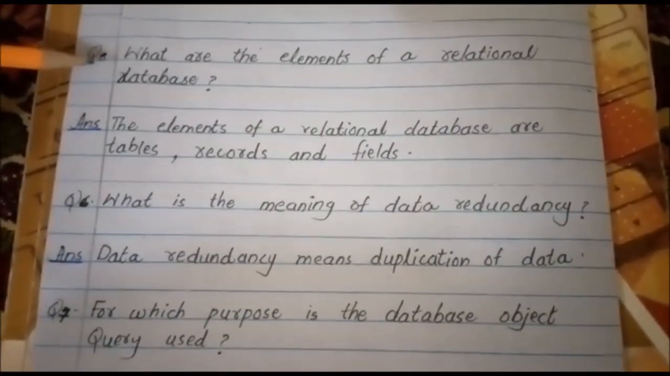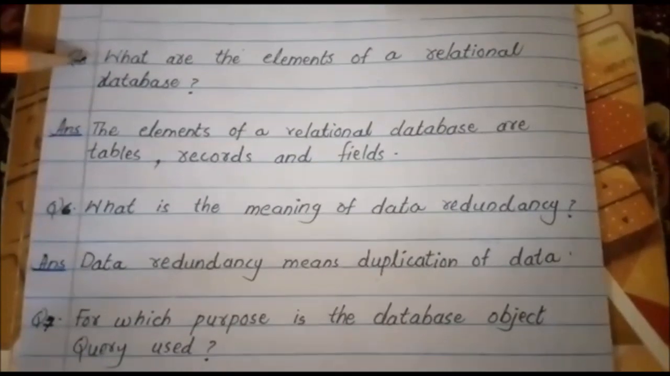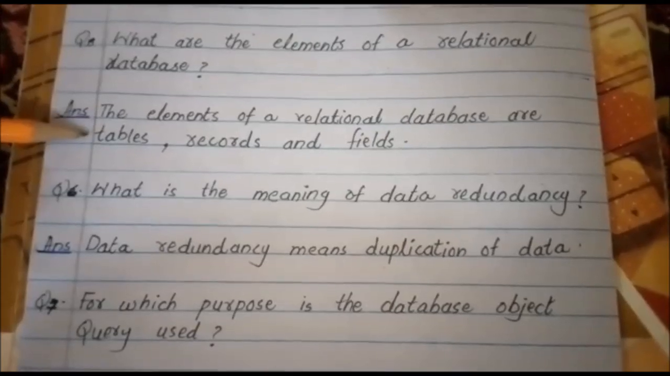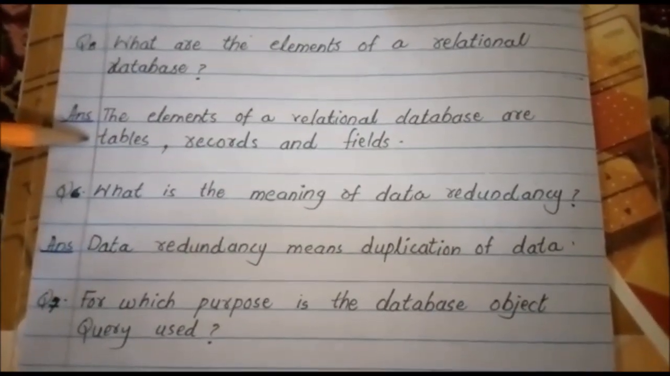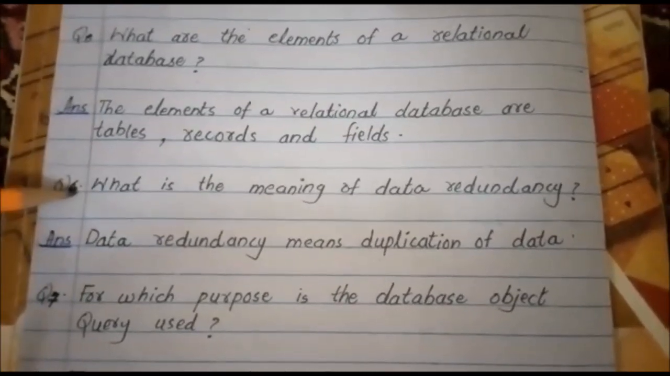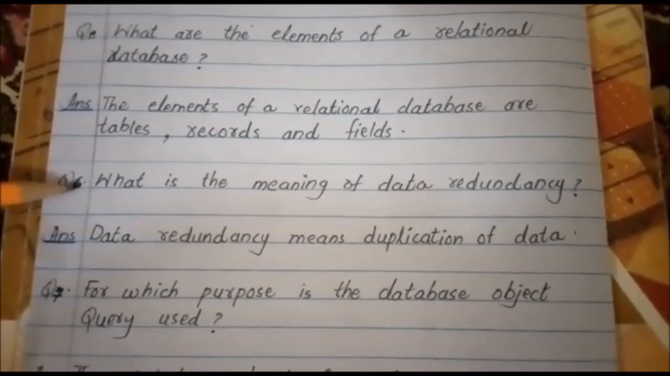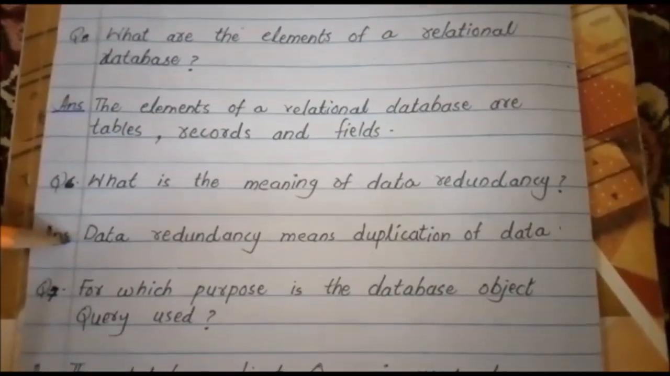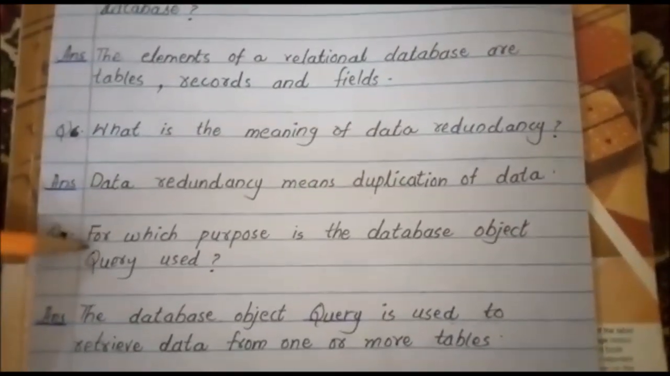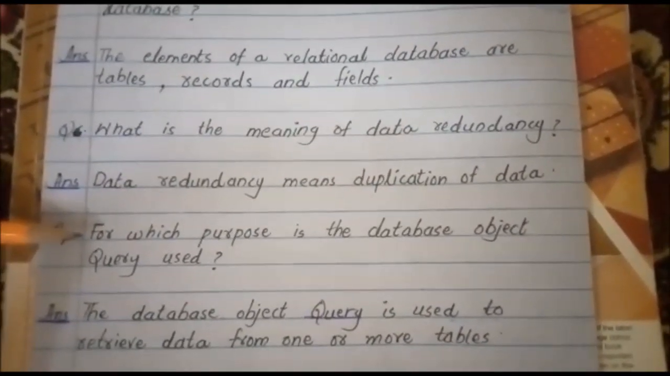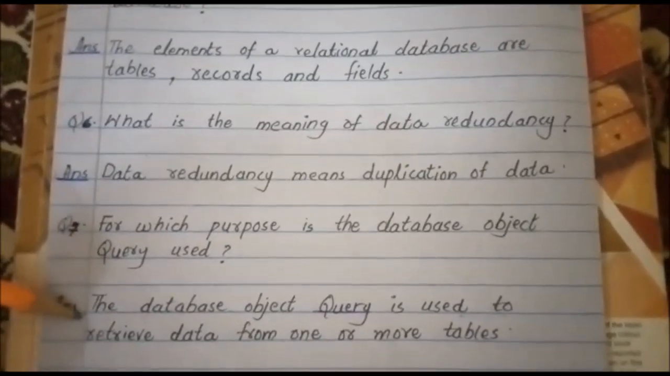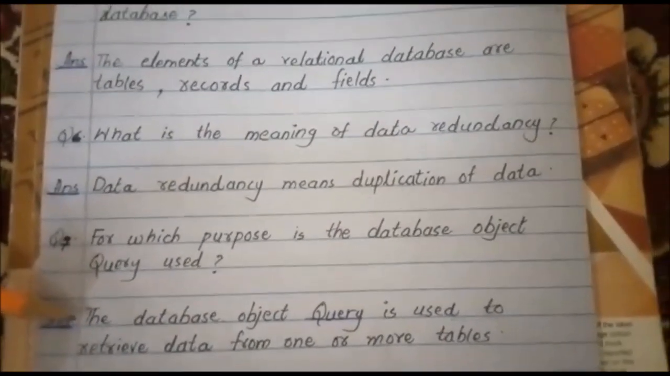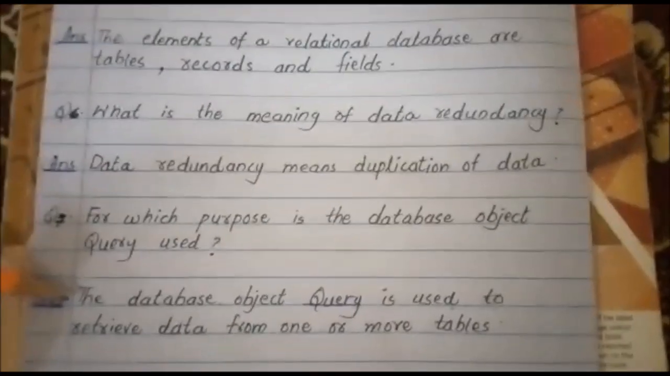Question number 5. What are the elements of a relational database? Answer, the elements of a relational database are tables, records, and fields. Question number 6. What is the meaning of data redundancy? Answer, data redundancy means duplication of data. Question number 7. For which purpose is the database object query used? And the answer is, the database object query is used to retrieve data from one or more tables.